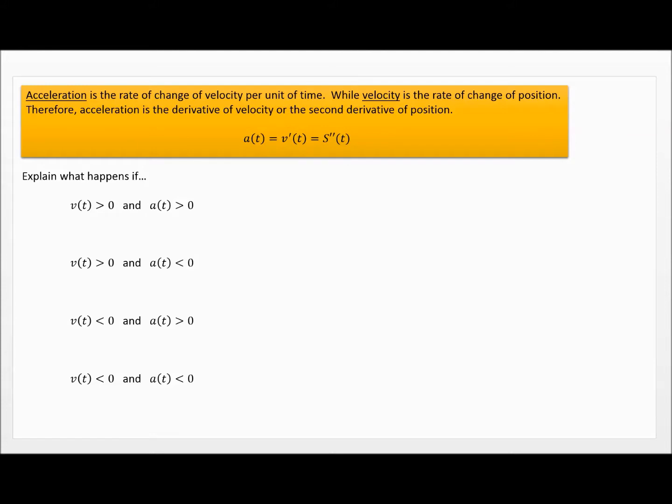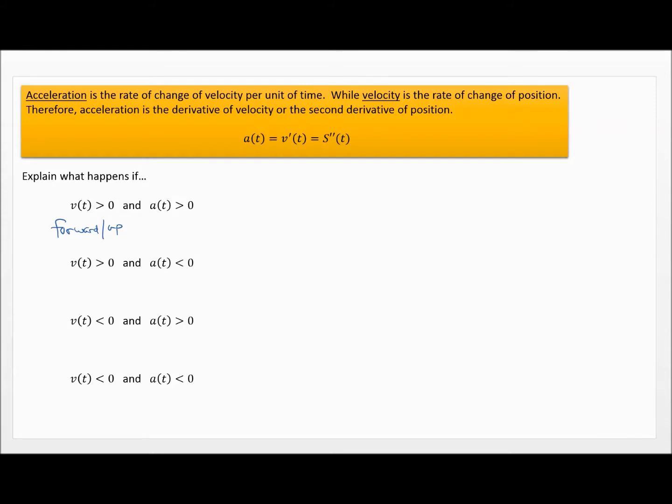So here's what I want you to think about. Explain what happens if, okay? So let's just think about this. So velocity is greater than 0. We've already talked about what that means. That means you're either moving forward or you could be moving upward, just depending on what story you're trying to tell with your velocity. And acceleration is positive. Now, what does that mean?